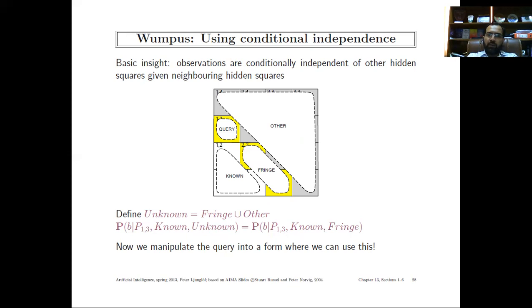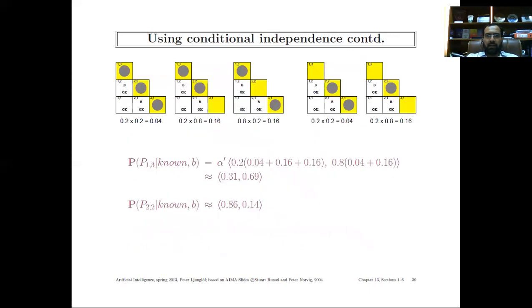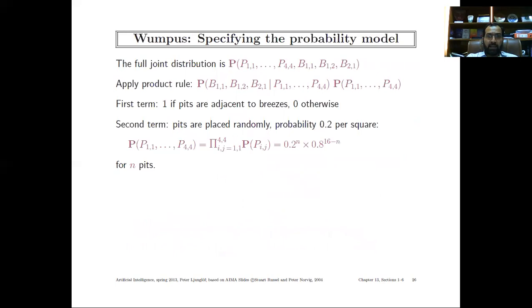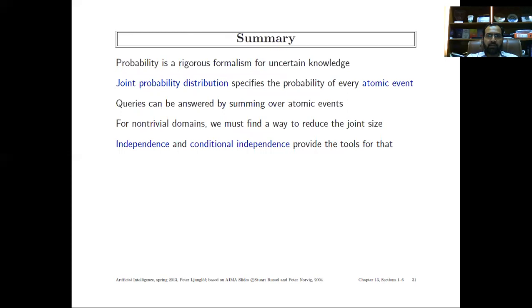Now we can manipulate the query into a form where you can have various combinations of the known with the fringe and with P13, and you can compute those values. Let's suppose these are the possibilities we have in that particular case, where we know exactly what is given in this diagram, the situation which is given to us. So let's conclude the topic over here.